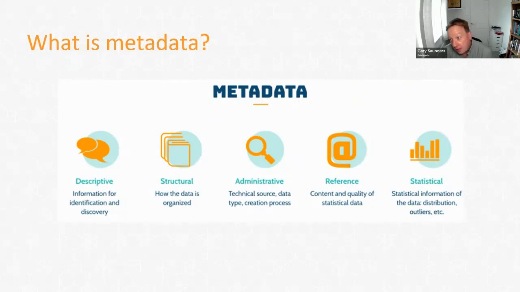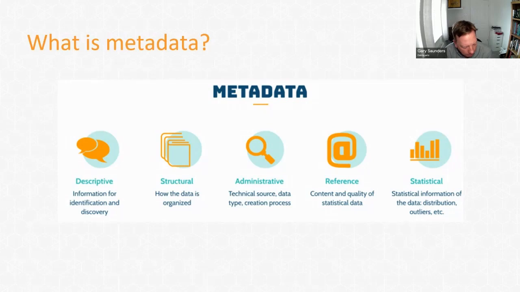It can also contain administrative data, so information about the technical source, how the data was produced, the data type that we're working with, and the creation process that one or a pipeline has gone through to generate the data that we see. Additionally, it can have some information about the reference of the information that we're seeing, so the content and the quality of the statistical data, the data provenance, this kind of thing. And then finally, we have statistical information itself about the data, distribution, outliers, etc.